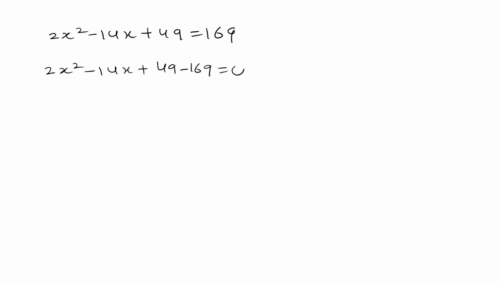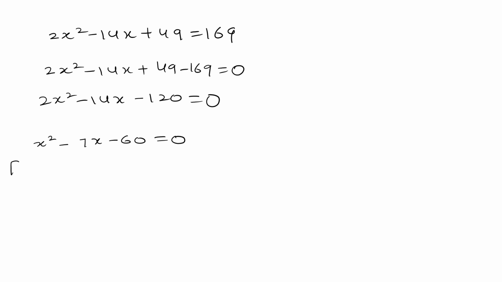So we got here 2x square minus 14x plus 49 equals 169. So this 169 we will transfer here. So 2x square minus 14x minus 120 we will get. Now all the coefficients are divisible by 2, so divide throughout by 2. We will get x square minus 7x minus 60 is equal to 0.